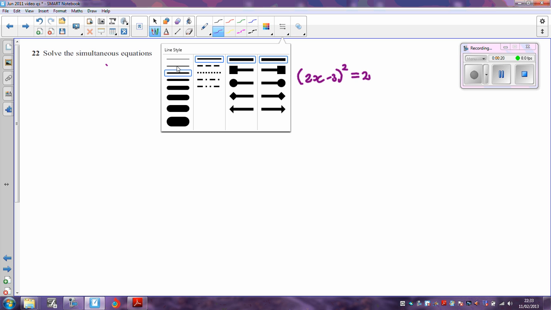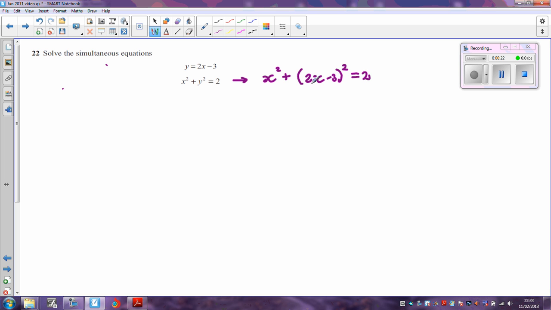So if I carry on now, I need to remove the bracket from (2x minus 3) squared. Remember I've got to be careful and realize that (2x minus 3) squared means all you've got to do is multiply 2x minus 3 by another 2x minus 3, and that is going to equal 2. So I could remove the bracket there using the grid method. So I've 2x minus 3 there, and I'm also going to write 2x minus 3 here.